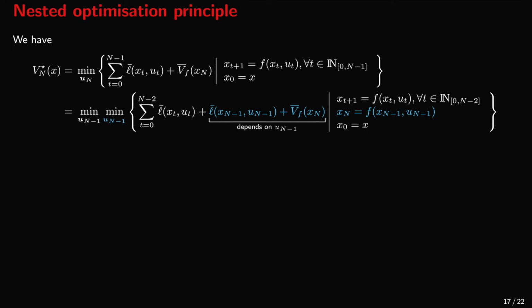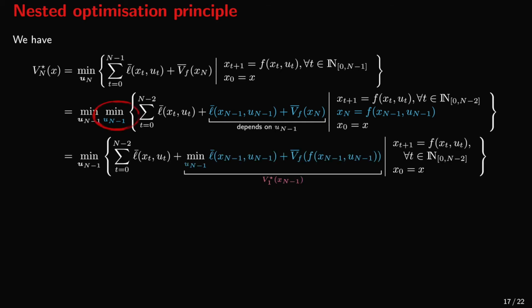Then we split the minimization into two parts in order to use the nested optimization principle. In particular, we minimize with respect to the last control action, u_{n-1}. We do that separately, and we see that this part of the cost depends on u_{n-1}, but this one doesn't. This allows us to move the minimum with respect to u_{n-1} inside the brackets and substitute x_n equals f of x_{n-1} and u_{n-1}. This quantity is precisely v1 star of x_{n-1}, and it is an extended real valued function.